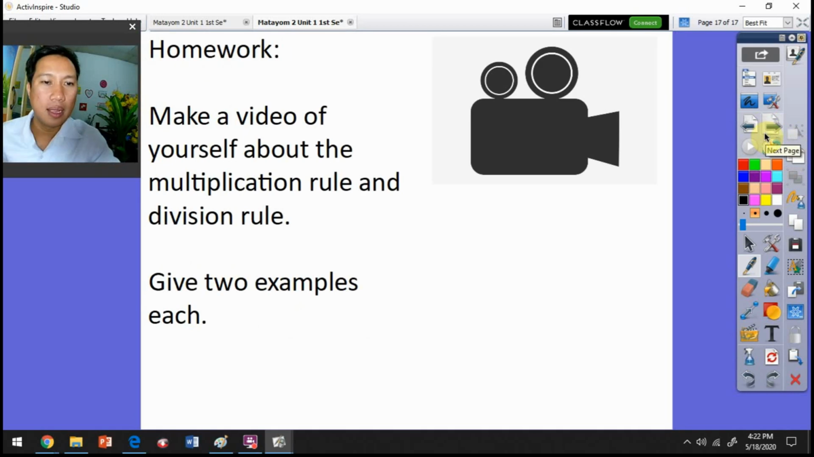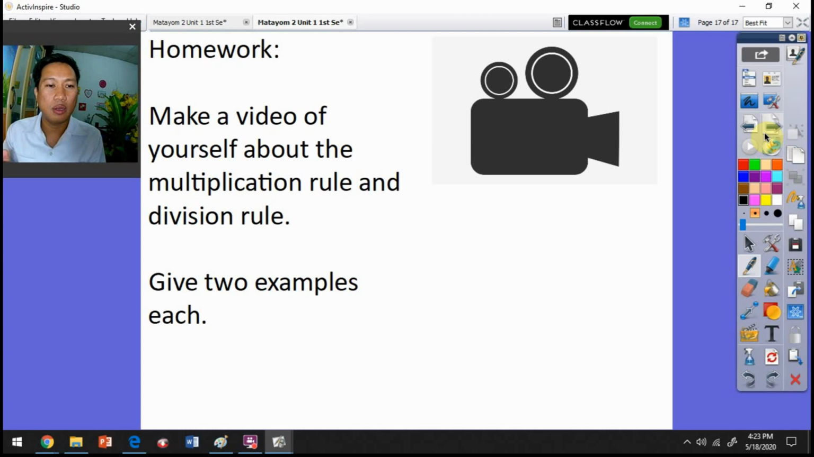For the last part, I want you to make a video. Since you are at home, it's homework also. Make a video of yourself about the multiplication rule and division rule. Give 2 examples. You can think of any 2 examples that you can divide or multiply, and then use your phone to take a video of yourself. Explain it, or with a paper, or if you have some writing, you can write it down. Up to you, just make a video.